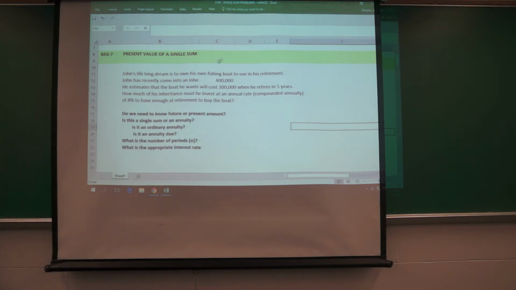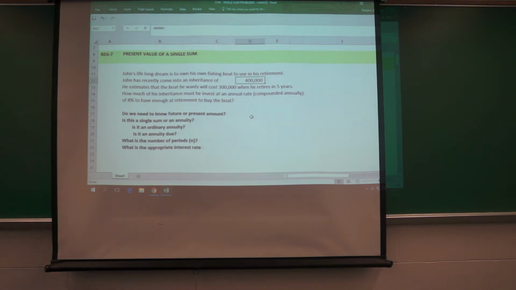So let's start off by moving this 400,000 over so we can see what it says. This guy wants to have his own fishing boat in his retirement. He's got an inheritance of 400,000. He estimates that the boat he wants will cost 300,000 when he retires in 5 years. So how much of that inheritance does he have to invest now at an annual rate compounded annually of 8% to have enough at retirement to buy the boat?